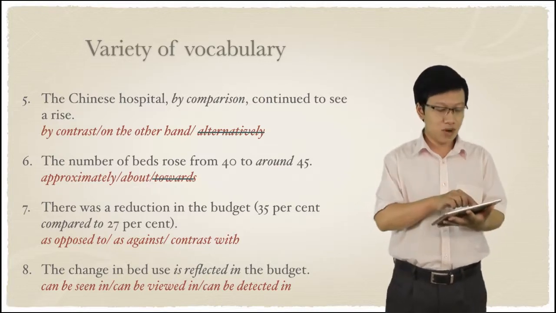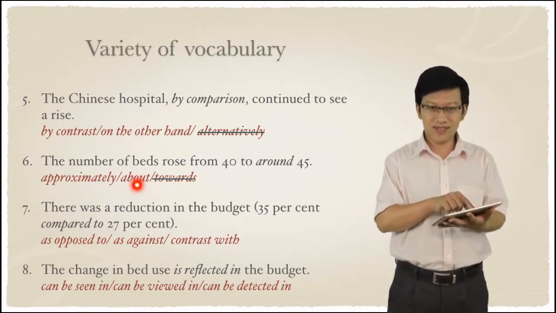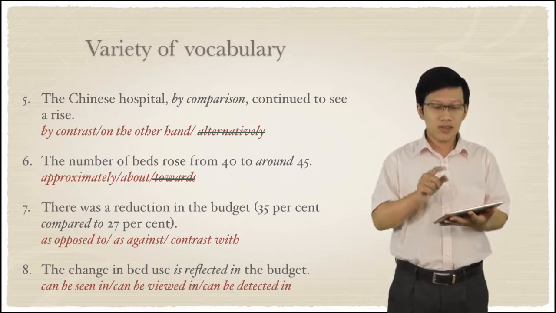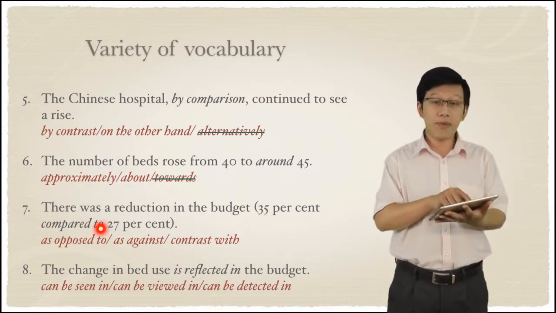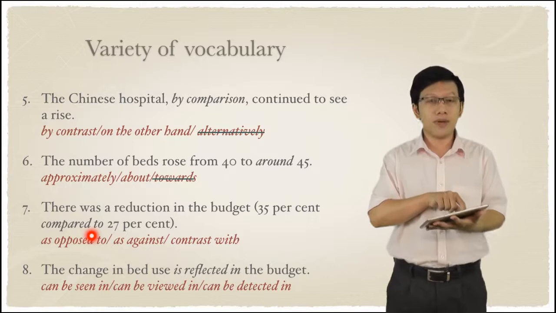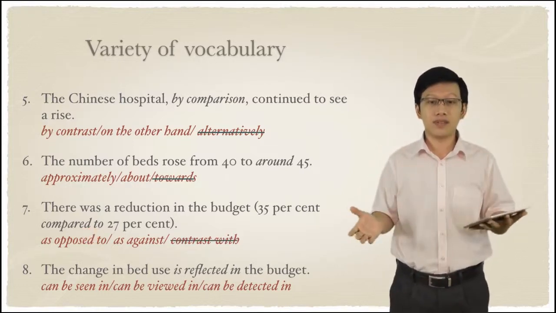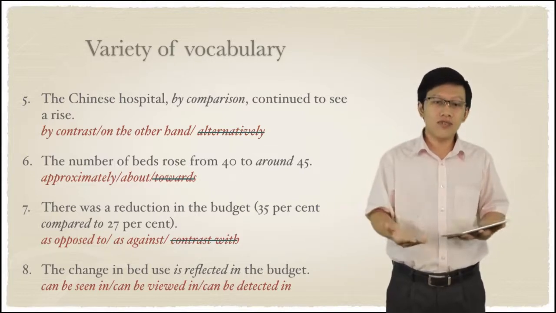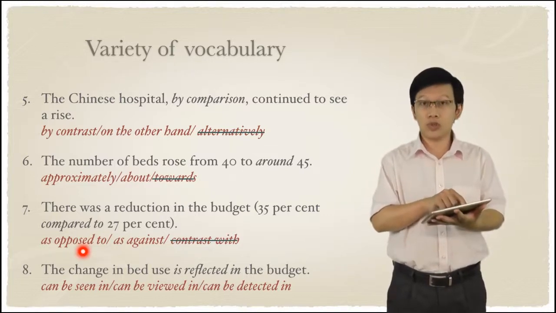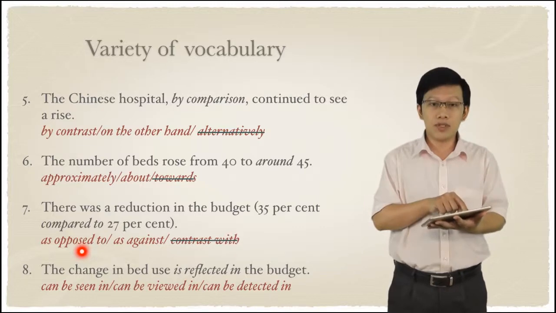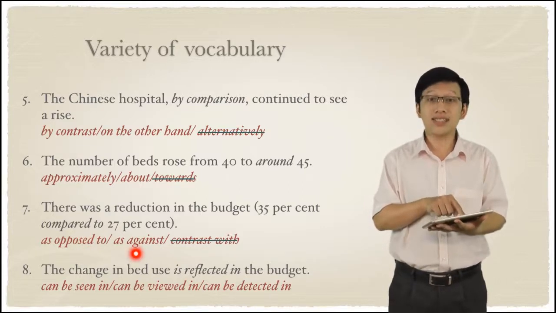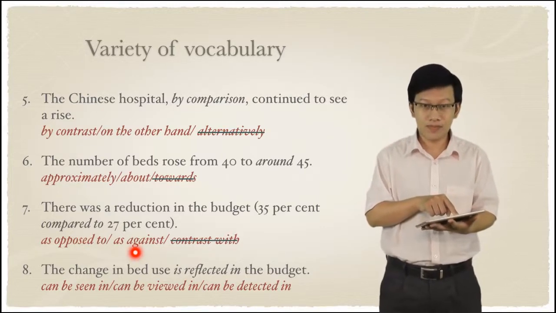Around cannot be replaced by too. Around means approximately or about, right? Next one we have 35% compared to 27%. So compared to cannot be replaced by contrast with. We can say 35% as opposed to 27%, or 35% as against 27%, right?